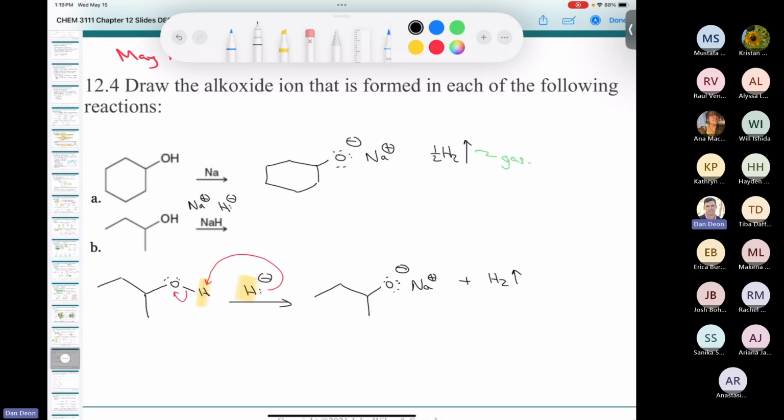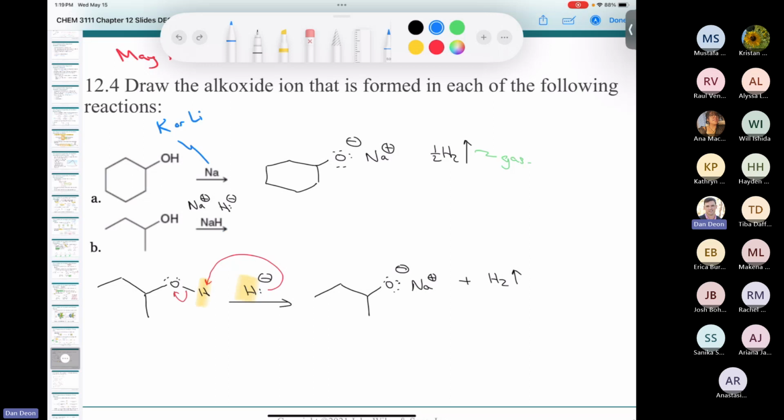All right, good. So remember, if you take an alcohol and put it in a metal, again, it could be sodium, it could be potassium or lithium, you're going to end up with an alkoxide. And if you take an alcohol and treat it with sodium hydride, a strong base, that's going to deprotonate as well.